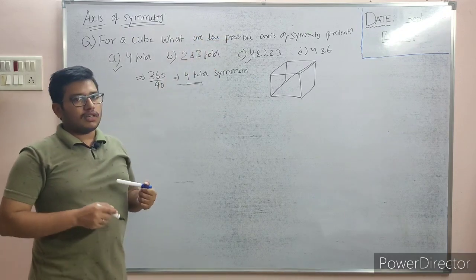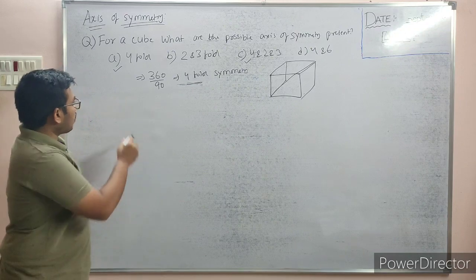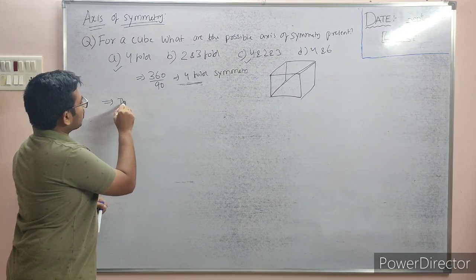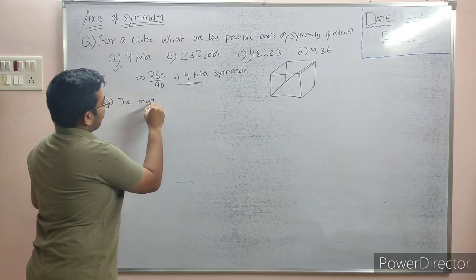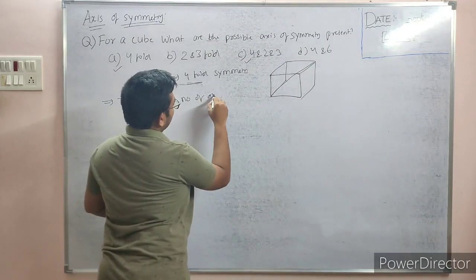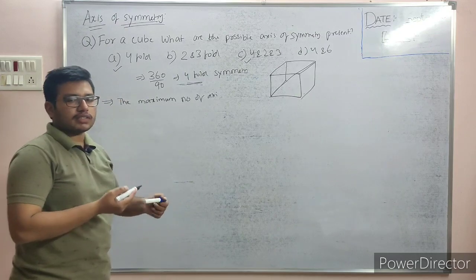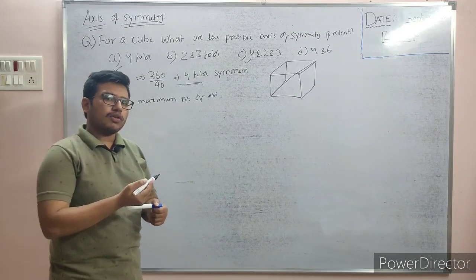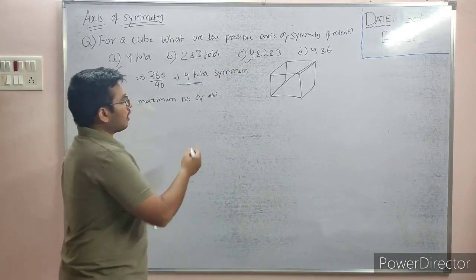Okay. Now the maximum number of axes of symmetry possible for the crystal are, the maximum number of axes of symmetry, which can be anything, 4-fold can be, 3-fold can be, 2-fold also can be, like that, 6-fold also can be.